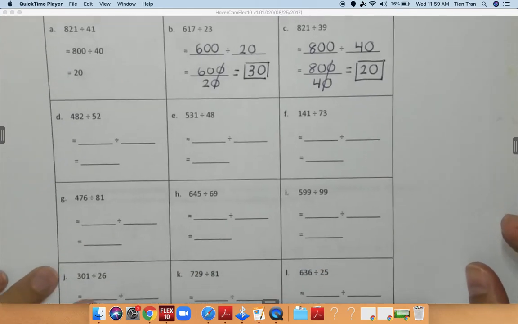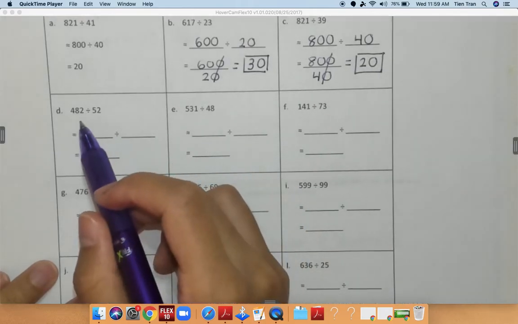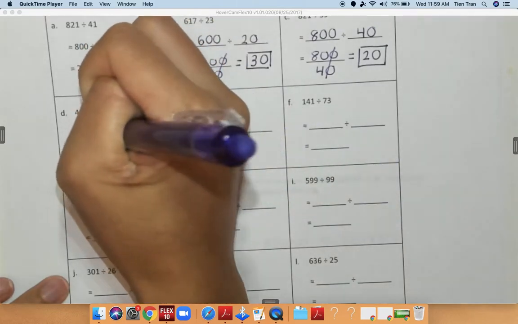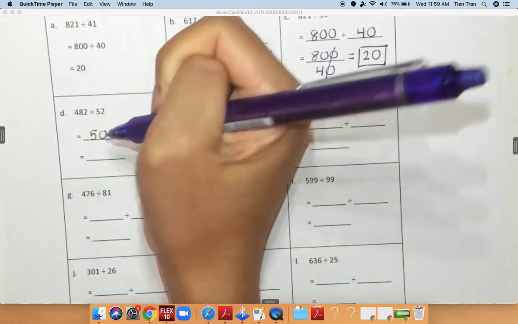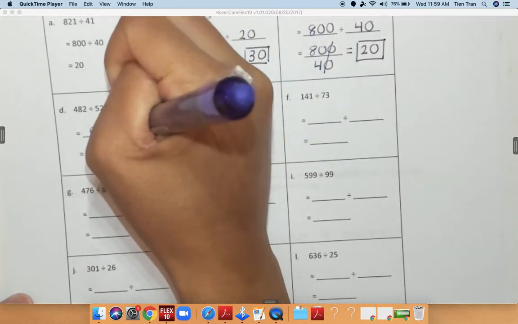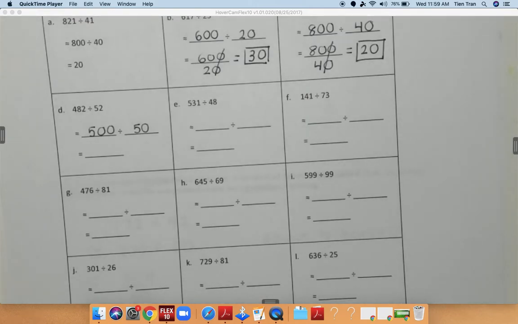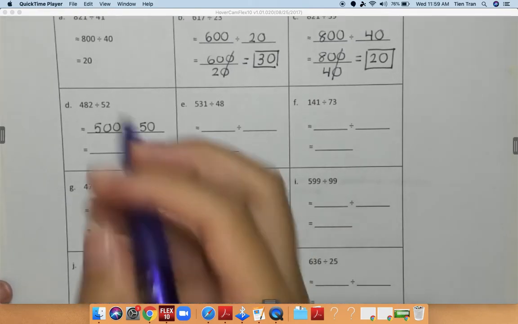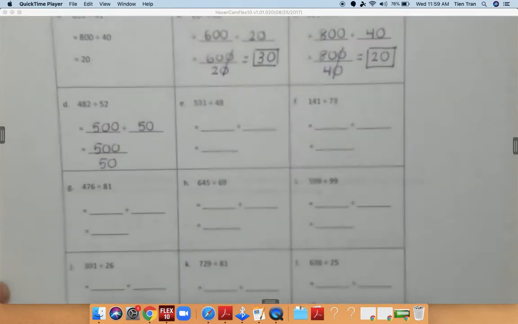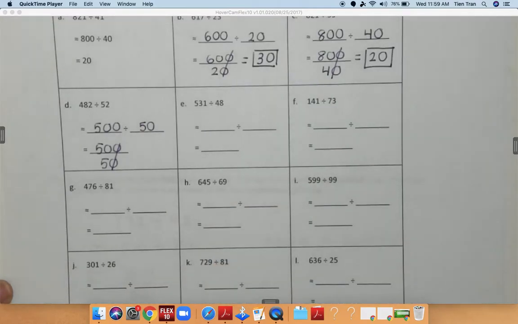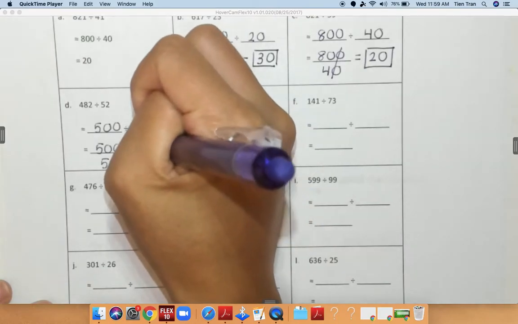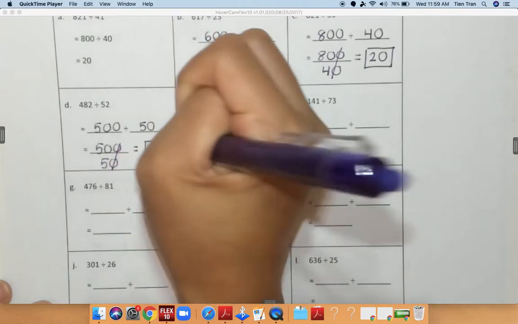Now problem D. We have 482. 482 can be estimated as 500. 52 can be estimated as 50 because 52 is closer to 50 than it is to 60. Now I have 500 divided by 50. I know that 0 can be divided into 0, so that's why I'm crossing off my zeros. And I know that 5 can go into 50 10 times. So my final answer is equal to 10.